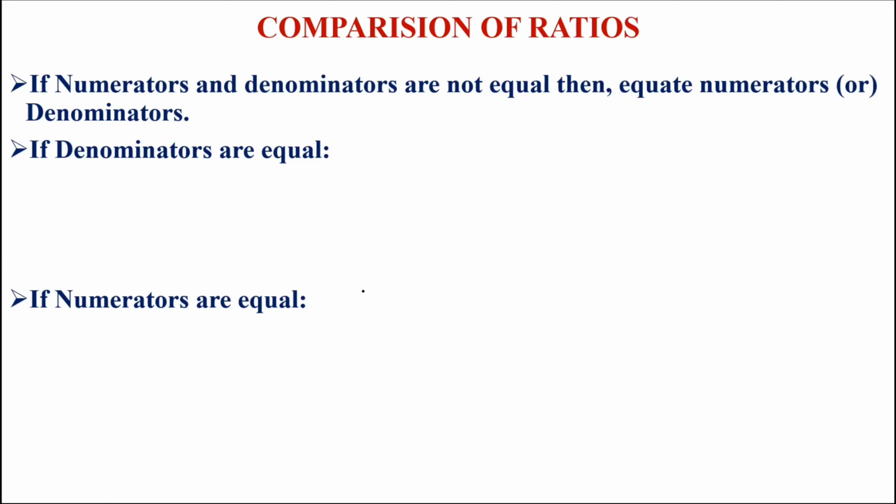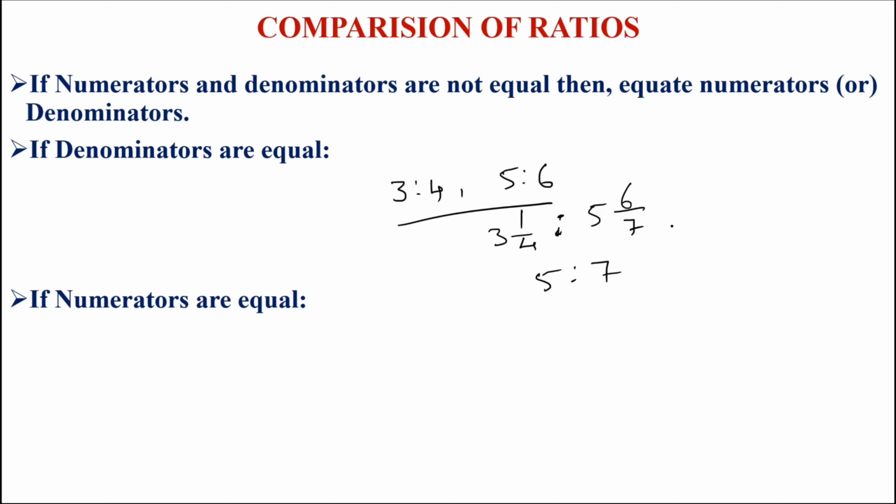Next, comparison of ratios. For example, if they have given 3:4 and 5:6, which is more, 3:4 or 5:6? Or if they have given 3 1/4 and 5 6/7. These are 2 ratios. Then what will be the greater value? What will be the lesser value? So this is the next model.